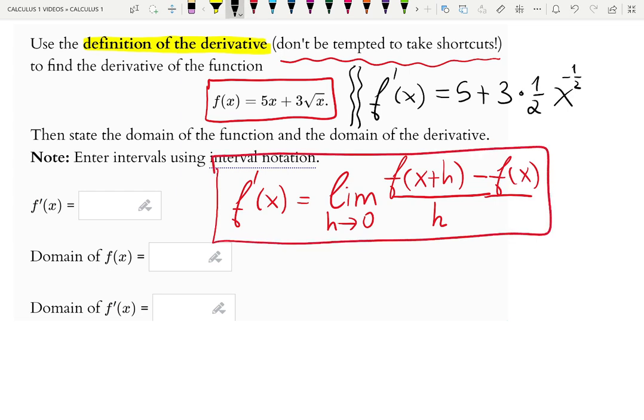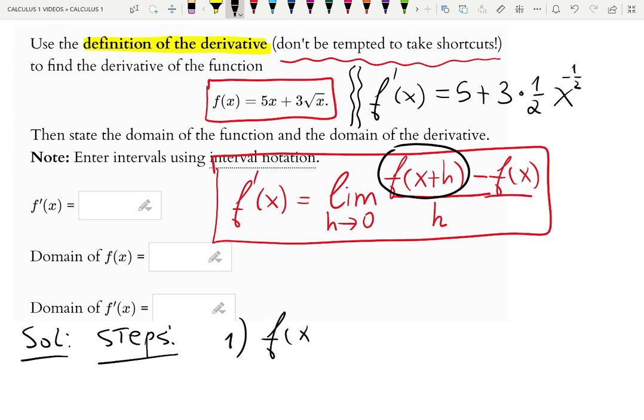I like to teach these types of problems through steps. Step 1, let's find the new function f of x plus h. F of x plus h will be when I need to use a new input instead of the old input. Old input was x. New input is x plus h. That means I need to find all the x's in the function and substitute them with a new input. In this case, it's x plus h. So it's kind of like find and replace.